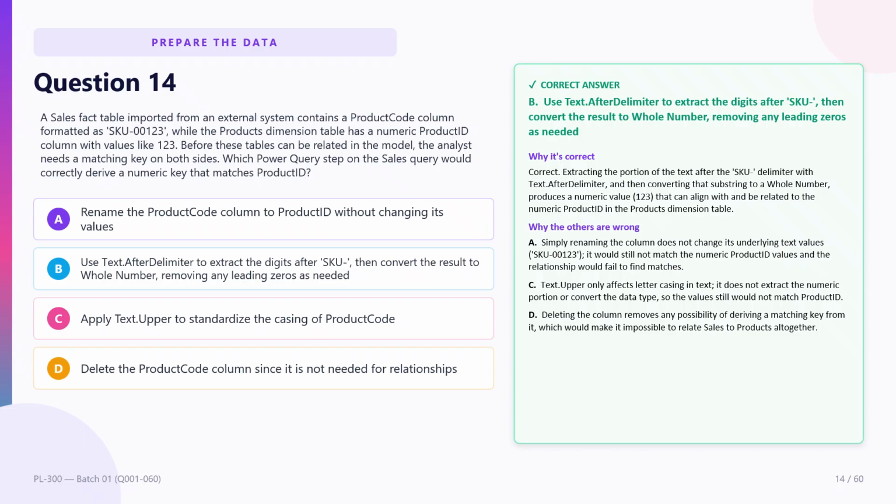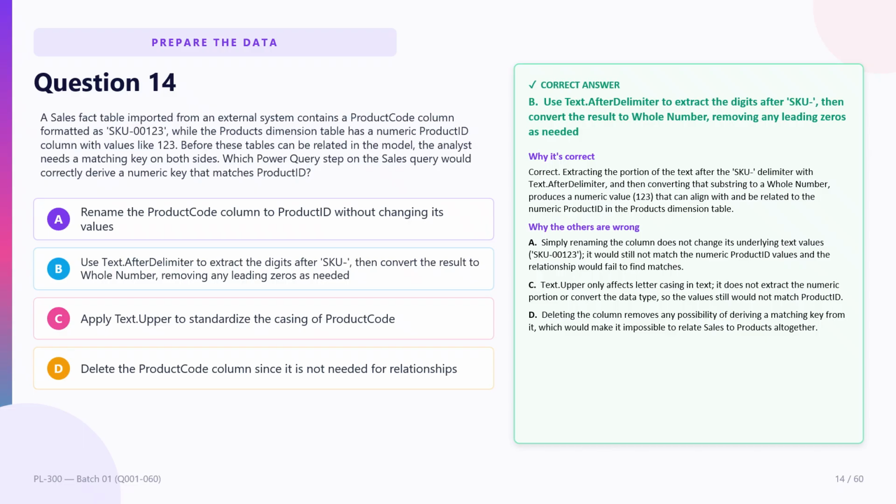The correct answer is B. Use Text.AfterDelimiter to extract the digits after SKU-. Then convert the result to whole number, removing any leading zeros as needed. Here's why. Extracting the portion of the text after the SKU delimiter with Text.AfterDelimiter and then converting that substring to a whole number produces a numeric value, 123, that can align with and be related to the numeric product ID in the products dimension table.